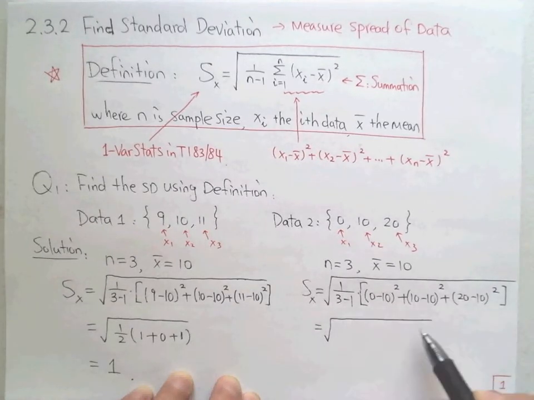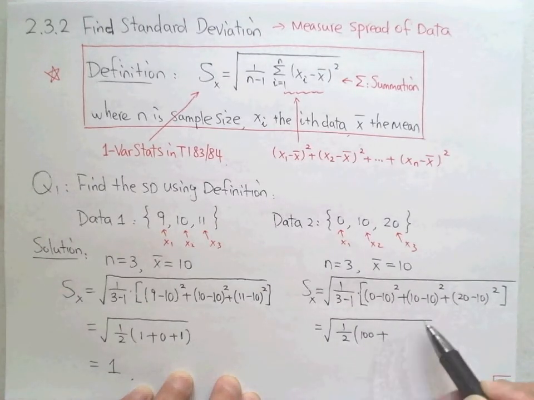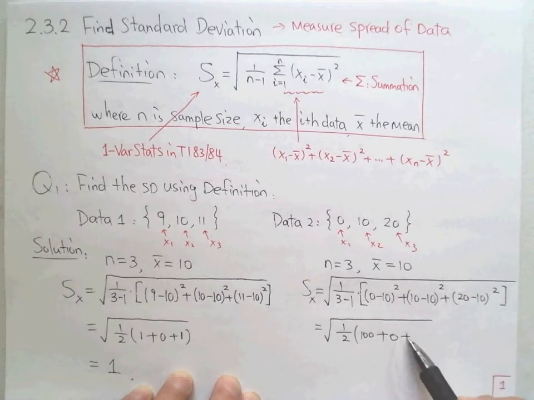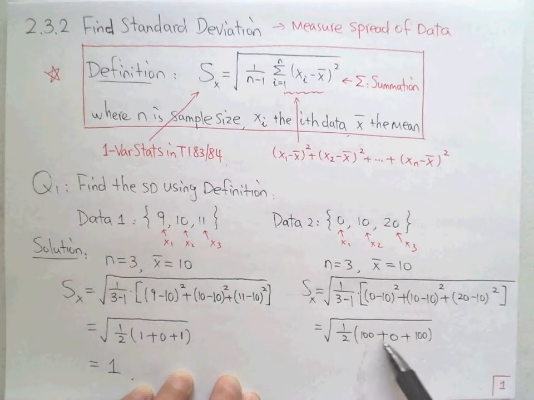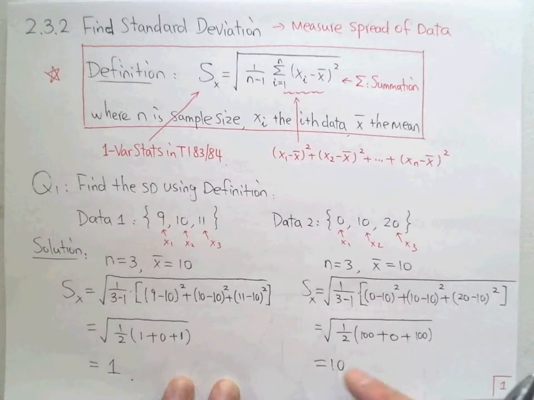Now we do the calculation and simplify. 1/2 times: negative 10 squared is 100, 0 squared is 0, 10 squared is 100. 200 over 2 is 100. Taking the square root gives 10. So we find these two results.